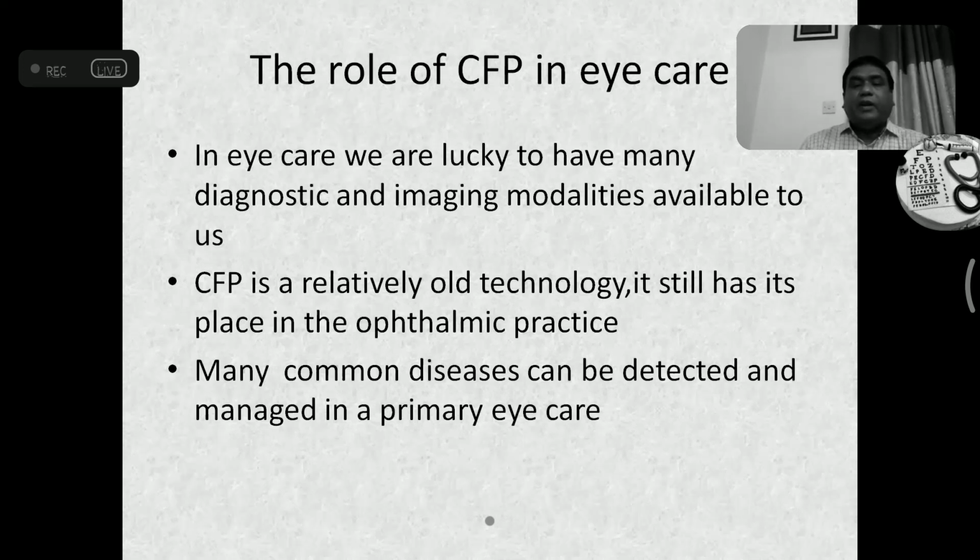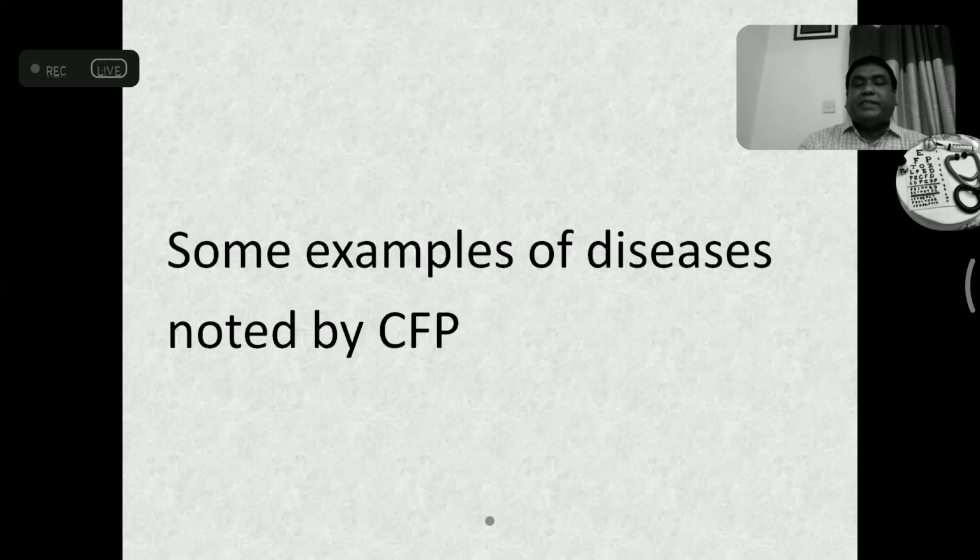The role of color fundus photography in eye care. In eye care, we are lucky to have many diagnostic and imaging modalities available to us. Color fundus photography is a relatively old technology. It still has its place in ophthalmic practice. Many common diseases can be detected and managed in primary eye care. Some examples of the diseases noted by color fundus photography.